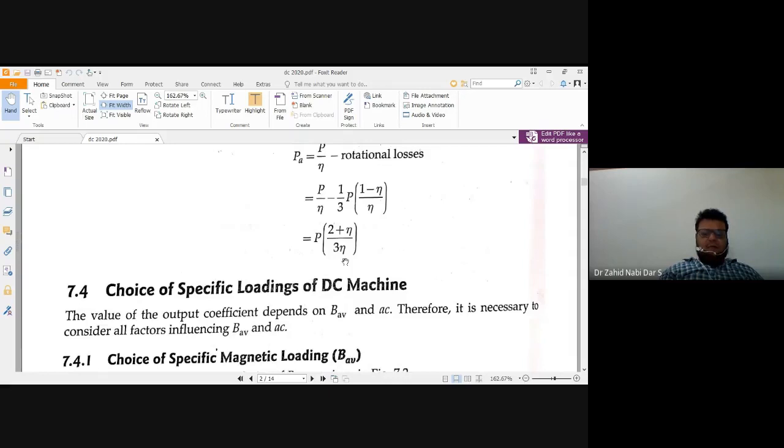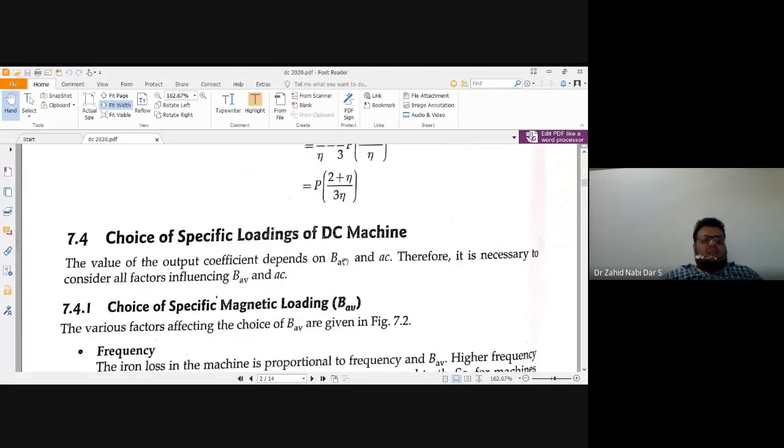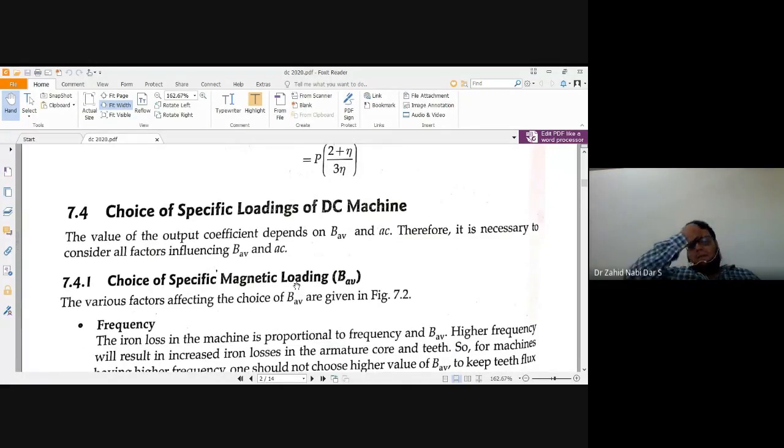Again, in every machine which we have studied so far, be it transformer, induction motor, or synchronous generator, we have taken care of the specific loadings. The specific loadings of the DC machine: one parameter is the average magnetic flux density, B average. Second is the electric loading, the electrical turns of the conductors. Those are the things we have to take into consideration. So the choice of the specific loading B average depends upon various factors.